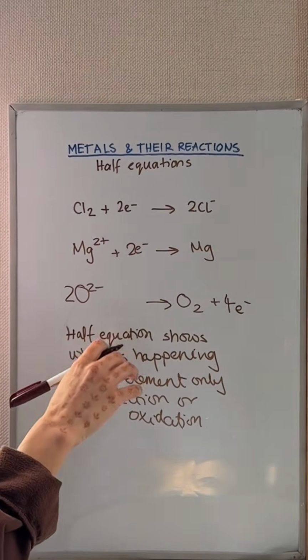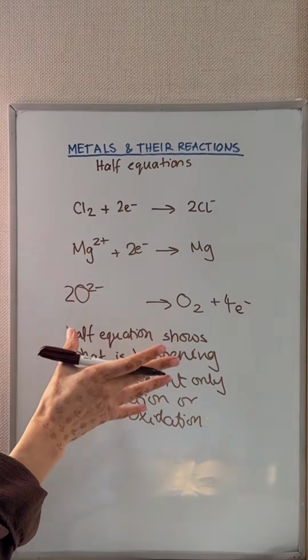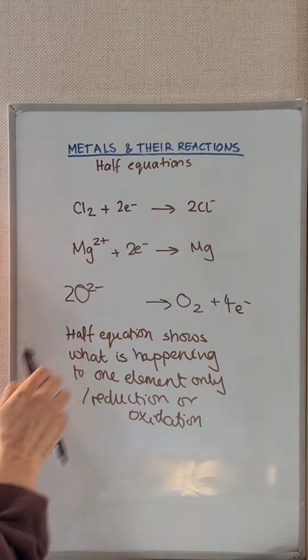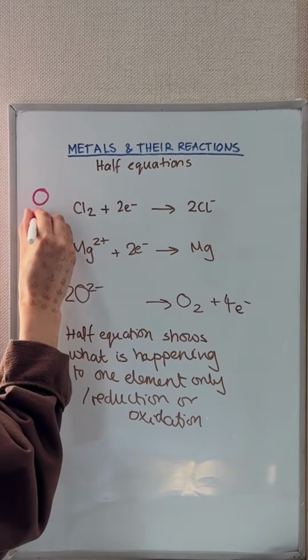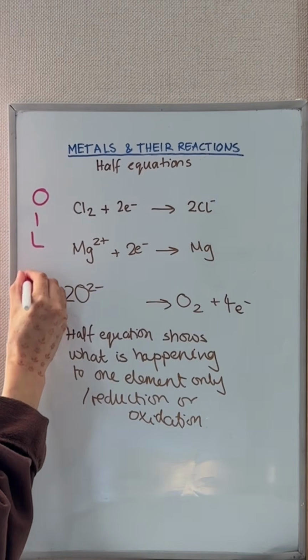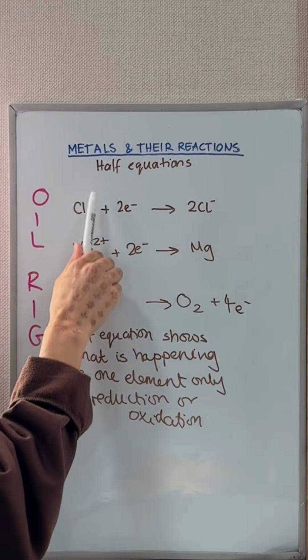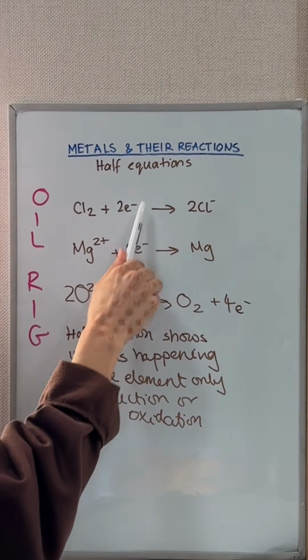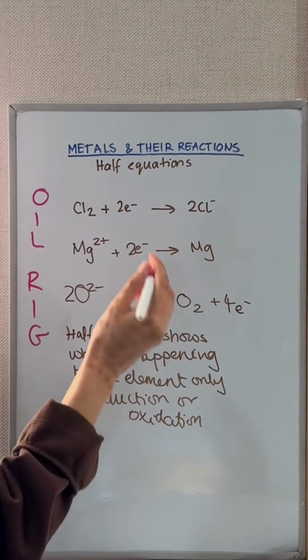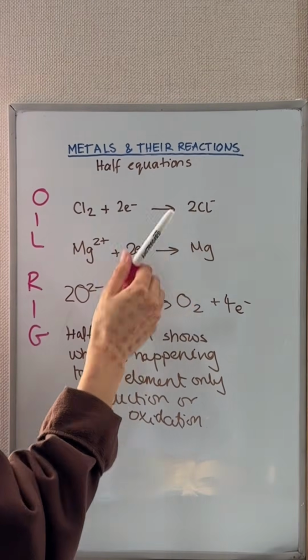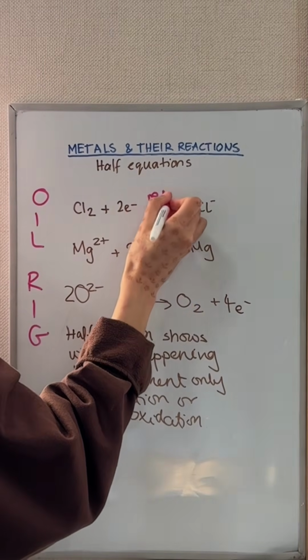So let's really quickly, since we have these equations written down, see if we can recognize whether these are showing oxidation and reduction. So remember OIL RIG, where oxidation is loss of electrons and reduction is gain of electrons. So here, your chlorine element gains 2 electrons to become 2 chloride ions. So here, the electrons are being gained. So this is showing reduction.